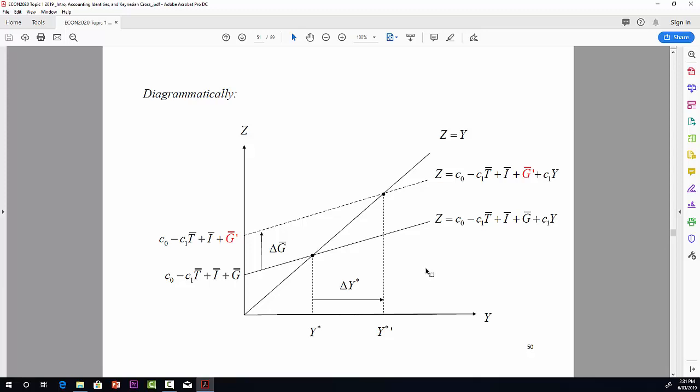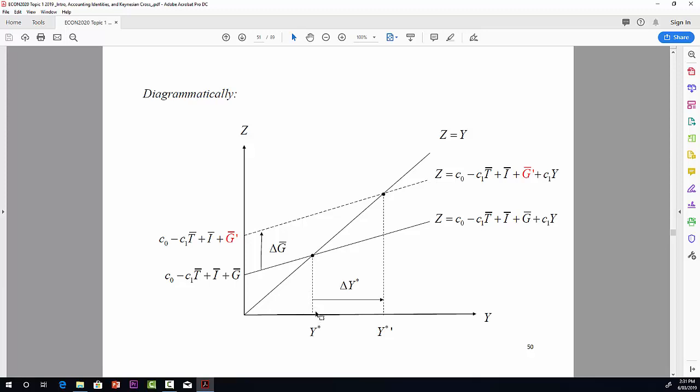Now diagrammatically, what does this look like? Again, we've got output on this axis, functions of output on this axis, and now we don't need to really draw the consumption function anymore. I'm going to focus on the aggregate expenditure function. It has all of these components as before, as the autonomous components of aggregate expenditure. That's the intercept of this function, and it's got a slope of C1. Where this function cuts the 45-degree line, where z equals y, that's our initial equilibrium Y star.